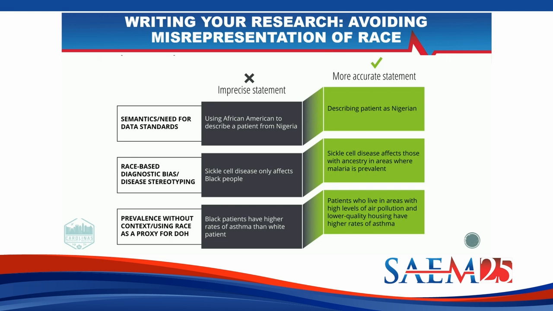You want to make sure that you are very intentional in the semantics that you use. So oftentimes people will use race, ethnicity, sex, gender as a proxy for some inequalities such as housing, healthcare, nutrition, or education as sources of diseases. But rather than saying Black patients have a higher rate of asthma, which is actually inaccurate, you could say that patients who live in areas with higher levels of air pollution and lower quality housing have higher rates of asthma.